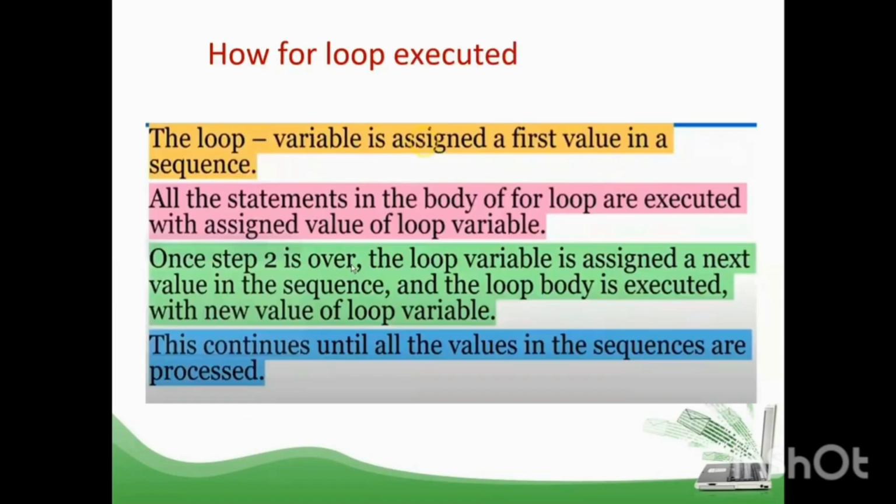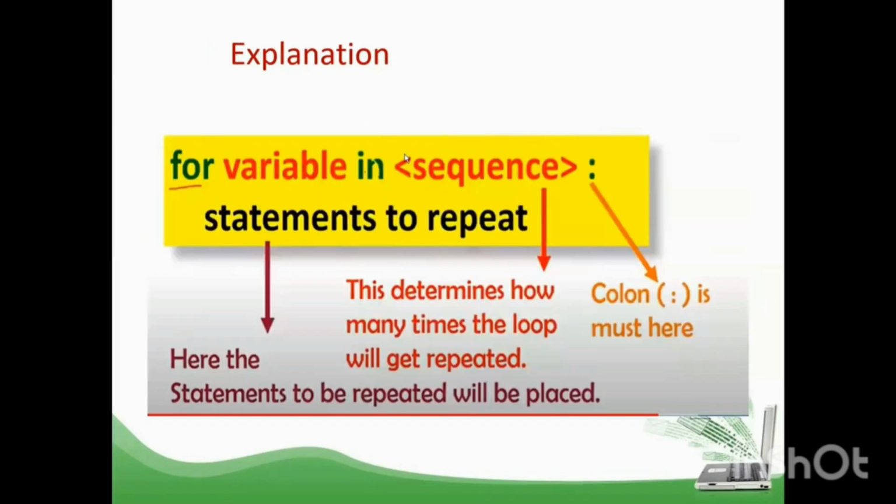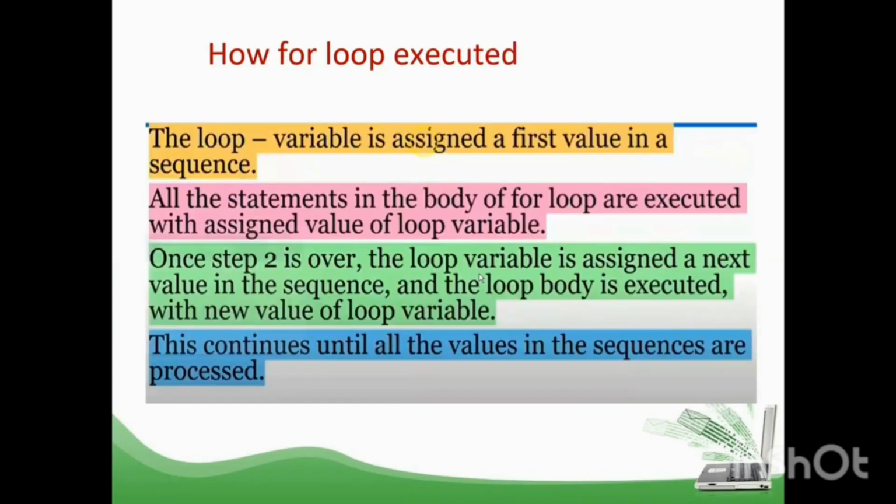Once step 2 is over, the loop variable is assigned the next value in the sequence and the loop body is executed with the new value of the loop variable. This continues until all the values in the sequence are processed. If 4 values are there, this process repeats 4 times. If 2 values are there, this process repeats 2 times.